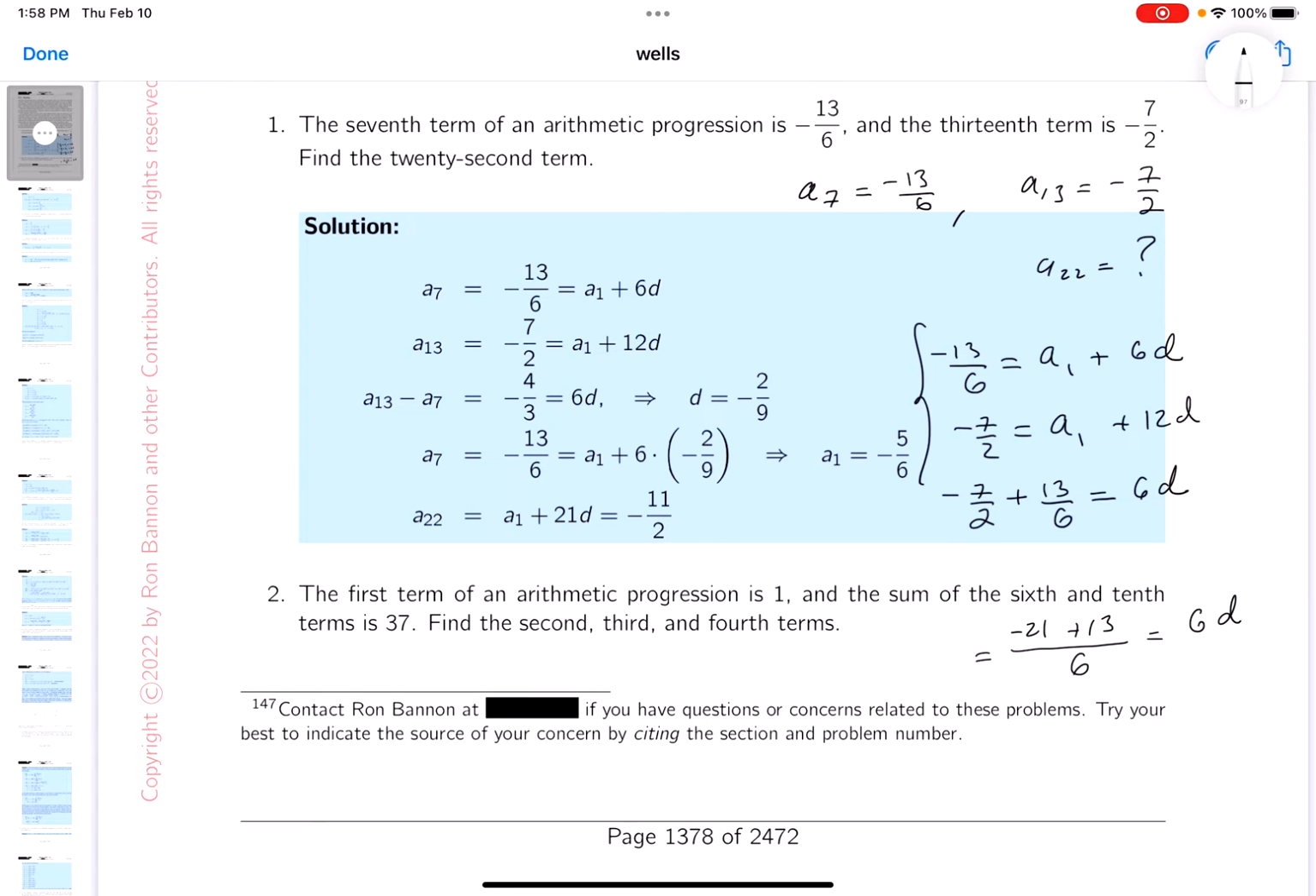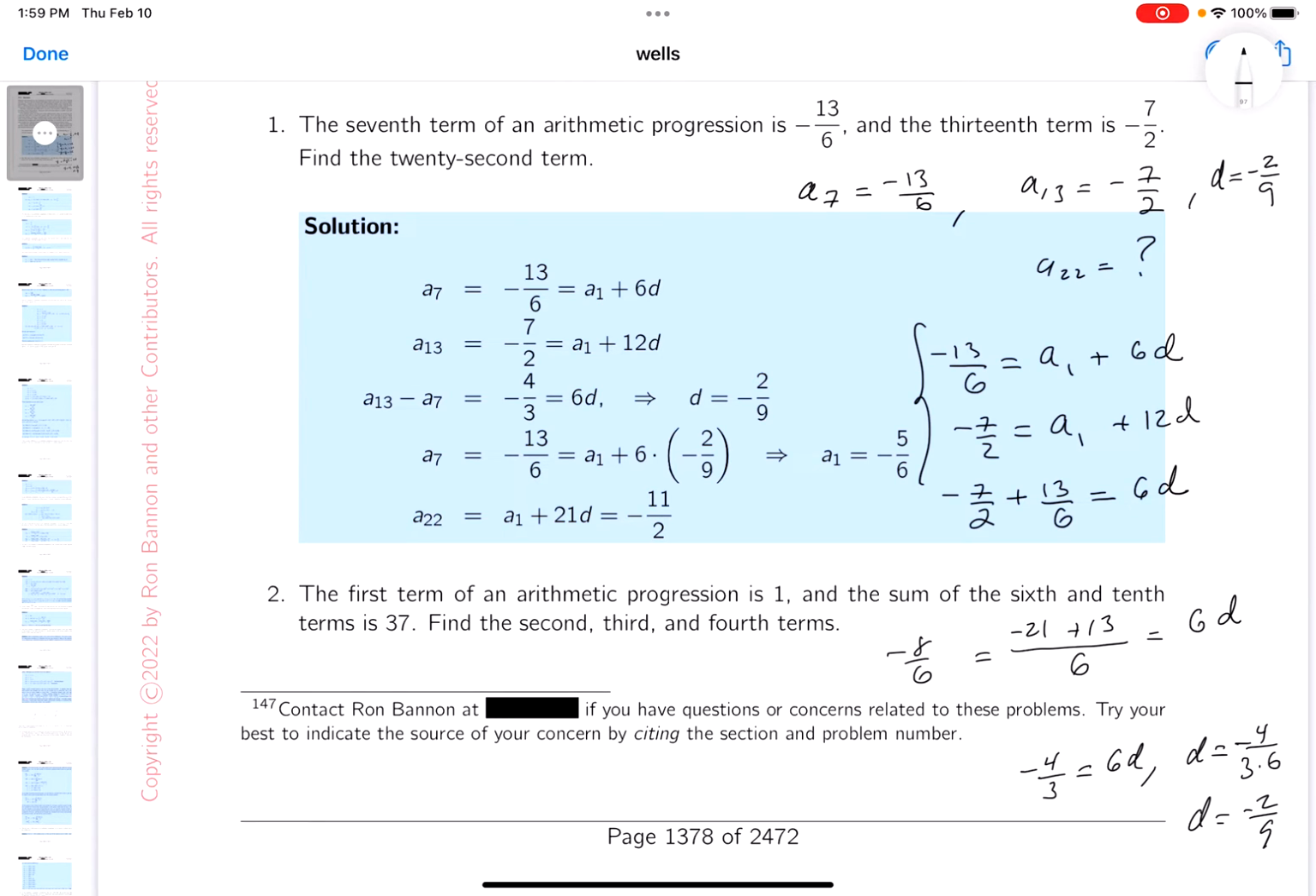And that would give you what? Let's see, minus 21 plus 13 is minus 8 over 6. Let me reduce that. Minus 4 thirds equals 6d. And then d would equal minus 4 over 3 times 6, and d would be equal to minus 2 ninths. All right? So at least I know what d is. I'll write this over here. So what's d? d is minus 2 ninths.